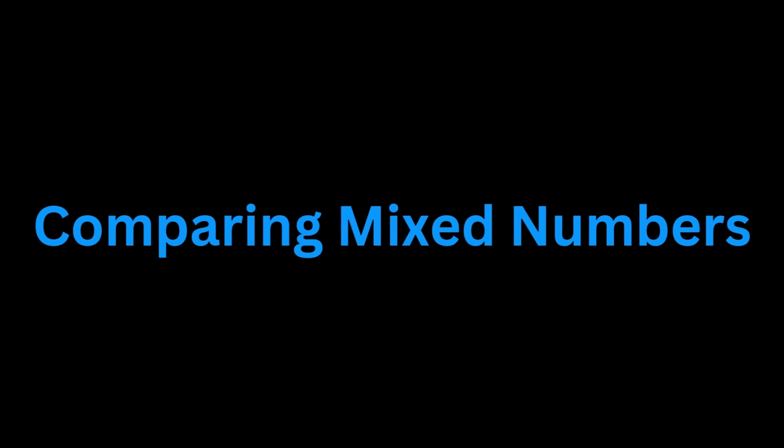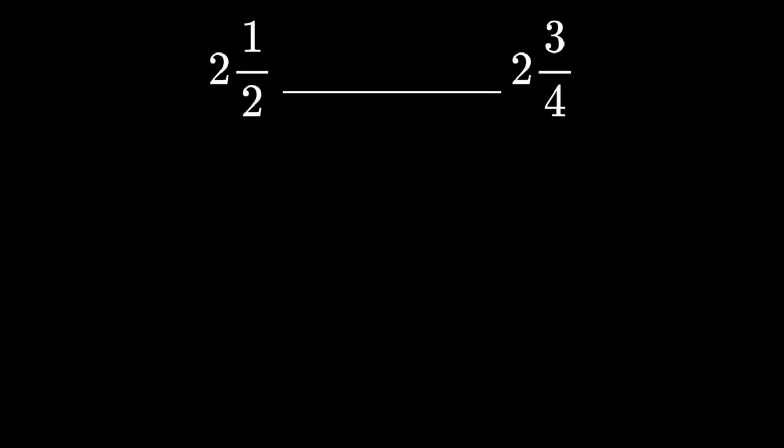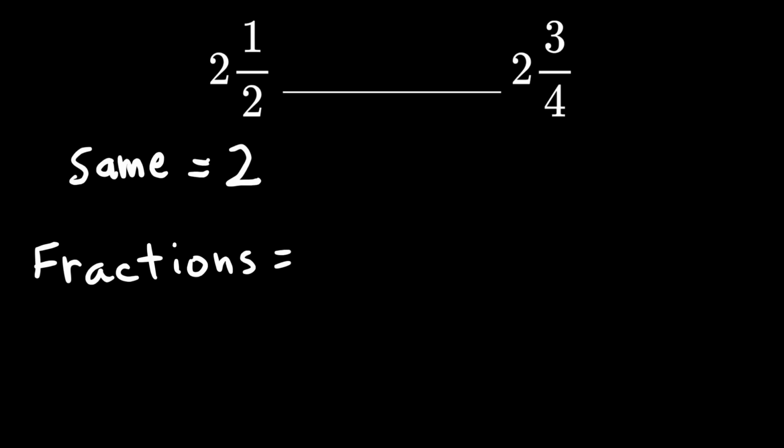In this video, we are going to practice comparing mixed numbers. Let's look at a first example. We have 2 and 1 over 2, and 2 and 3 over 4. Now, we have the same whole number. Both these mixed numbers have 2 as the whole number. The next step is to compare the fractions. So, let's compare this fraction and this other fraction.